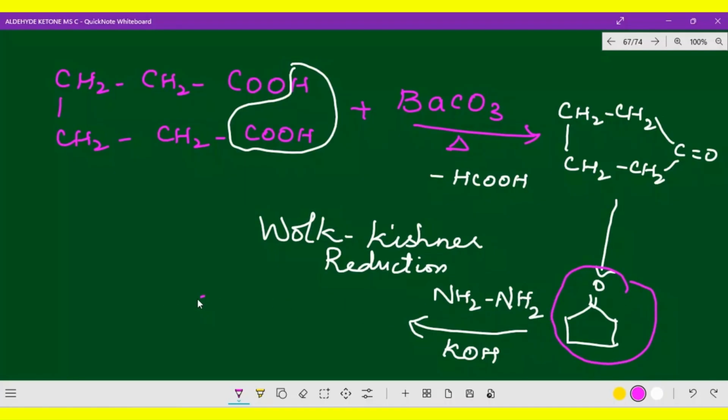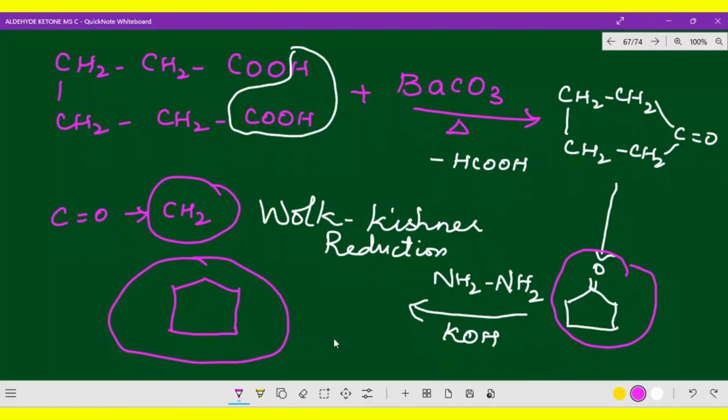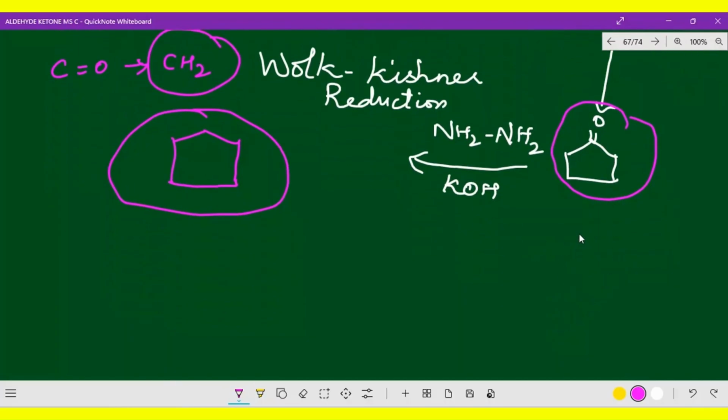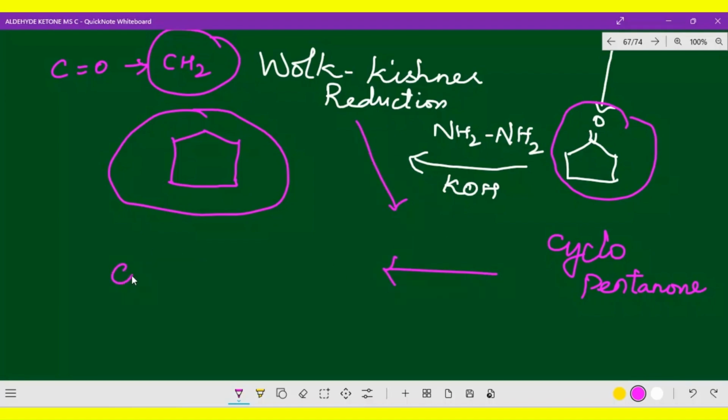You know very well, I think, from the aldehyde and ketone videos you observed many times, I just mentioned this is completely H2. So that is C double bond O converted to CH2 by reduction. So that means you will get cyclopentane. So cyclopentanone is converted to cyclopentane by the Wolff-Kishner reduction.